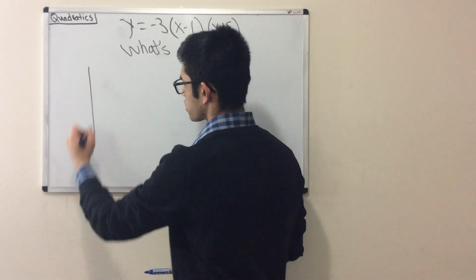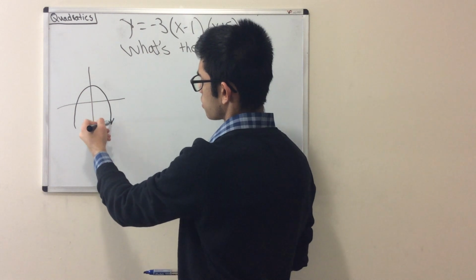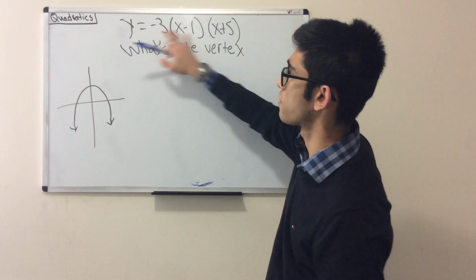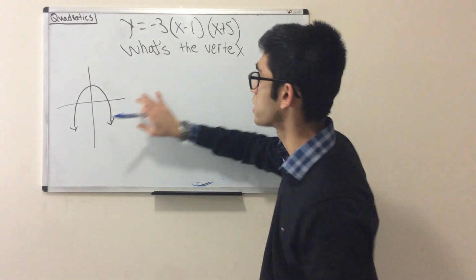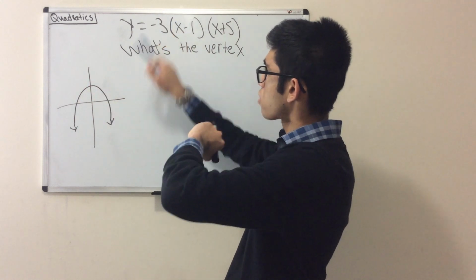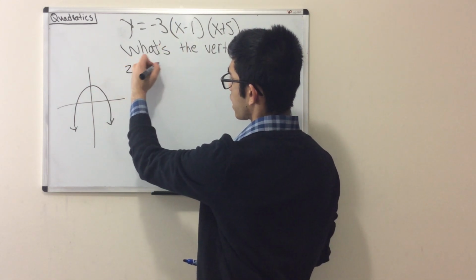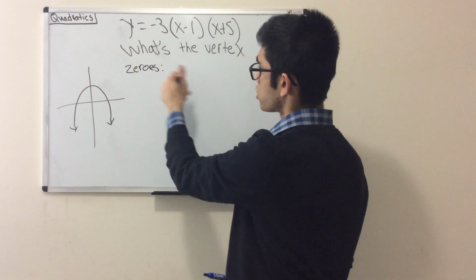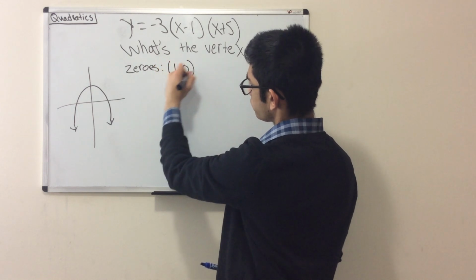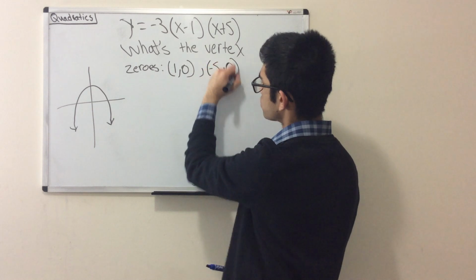Well, it's always good to draw a sketch like this. Negative a value, so I know it's going to look something like this, right? So my two zeros are given to me, right? This is factored form. I can identify it as factored form because I see two brackets. Two brackets means factored form. So what are my zeros? Let's write down the zeros first. Again, be careful when you're going from factored form to your zeros. If it's negative 1 here, then my zero is going to be 1, 0. And if it's positive 5 here, my other zero is going to be negative 5, 0, right?